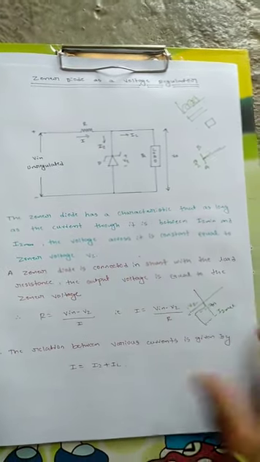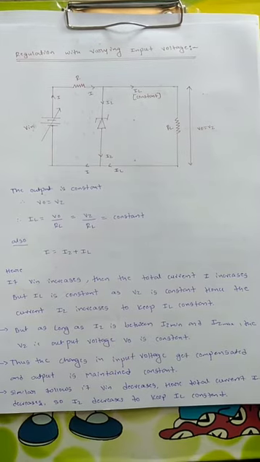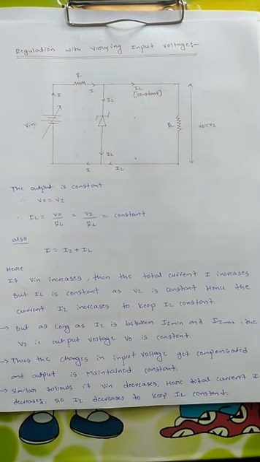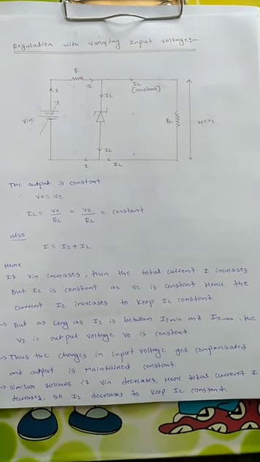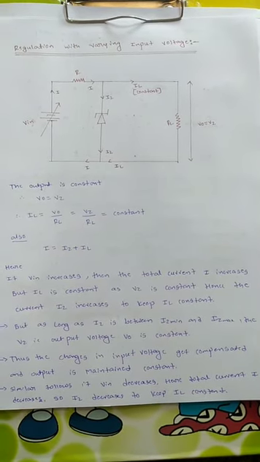So that I have written here. Now in the second case, regulation with varying input voltage. When the input voltage is varying and we want to regulate the output voltage, how can we do it with the help of a Zener diode? That is what we will be seeing here.